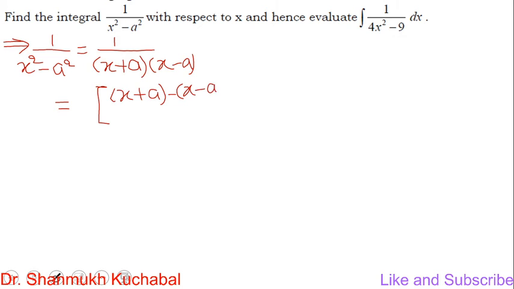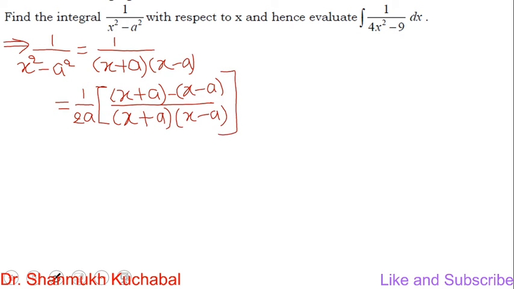If you simplify the numerator we will get 2a. So actually it is 1, 2a. To balance it we have to divide it by 2a. It is called adjusting a term, or else the partial fraction method we have to apply. And the denominator there is no change, as it is we have to write it here, x plus a into x minus a, like this.